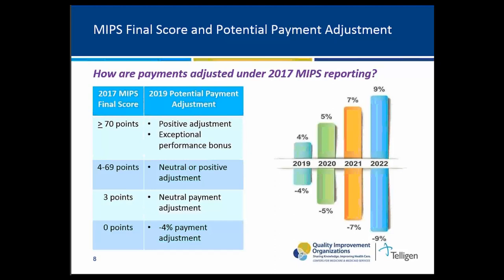Again, I won't spend time on this slide, but as you've all seen it many times, you understand that the MIPS Final Score correlates with the table for the expected payment adjustment beginning January 1st, 2019. And if you think about that, that's less than 6 months from now. Now, this graph depicts the annual potential payment adjustment increase through 2022, which is the 2020 reporting period.